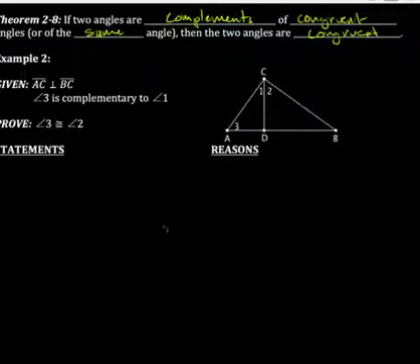Let's take a look at this particular proof. First of all, the given information is that AC is perpendicular to BC. So AC right here, perpendicular to BC right there.